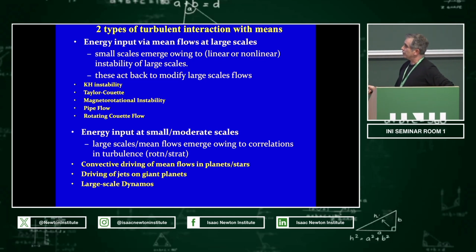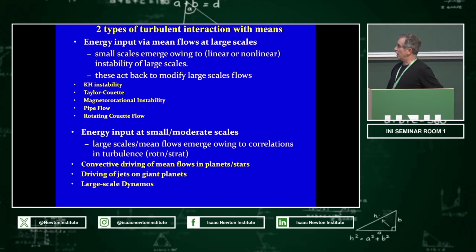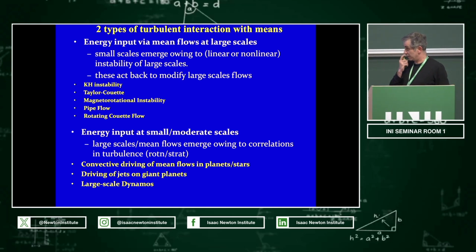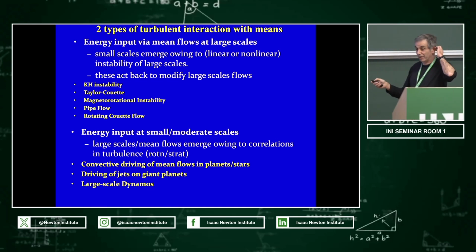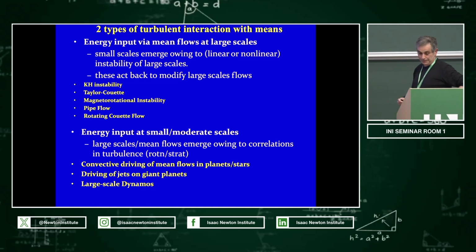Or you can think of the ones I've described before where the energy input is at small or moderate scales, and then the large scales emerge owing to some kind of correlations in the turbulence, which may appear due to rotation or stratification, and those were the ones I was talking about today. And ideally, you'd want a theory, be it statistical or otherwise, which can describe both of these. And of course, we're at an anti-diffusive workshop. I mean, these are usually parameterized by some kind of turbulent diffusion. And if you wanted to parameterize these, you'd need some kind of anti-diffusion or negative diffusion.